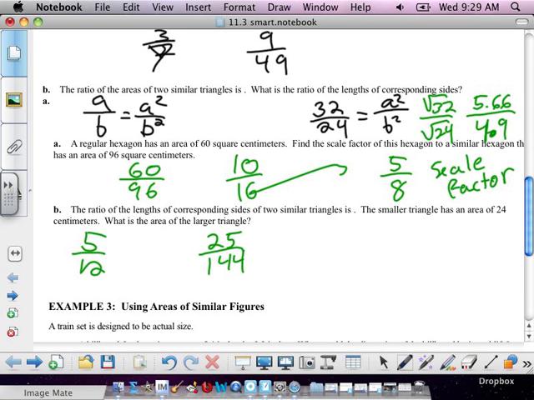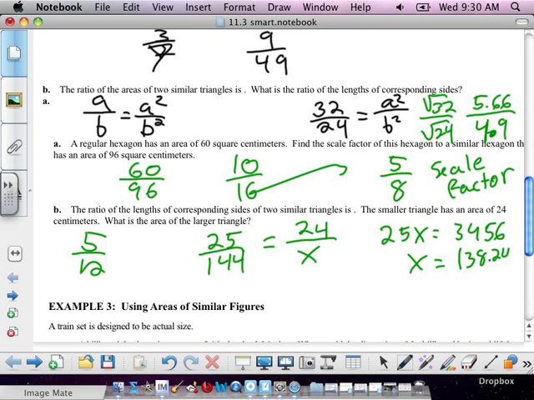Now we set that equal to, we have the area of the smaller triangle. We're trying to find the area of the bigger triangle. So now we cross multiply. 25x equals 24 times 144, which is 3,456. And we divide that by 25. So the bigger triangle's area is 138.24 centimeters.